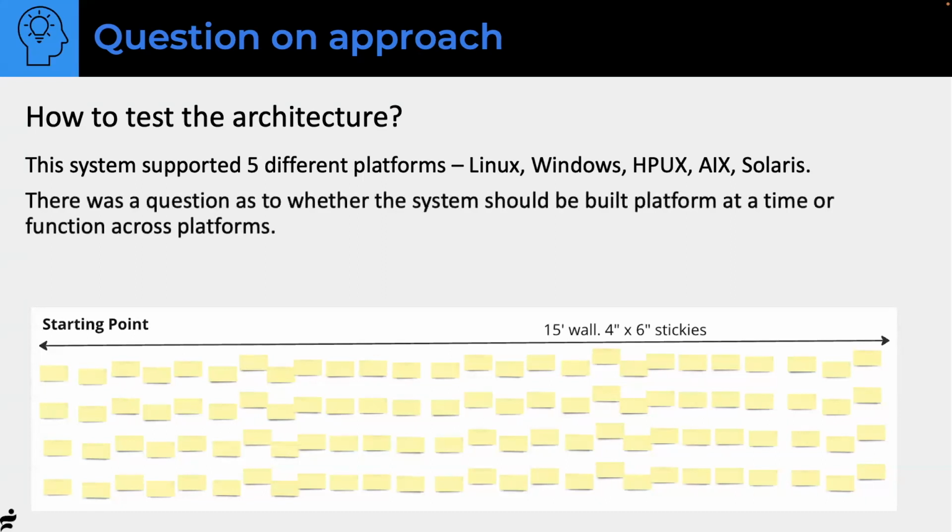The question was, are we going to build Linux first, then build Windows support, and then build HPUX? That's not a bad way to go. But the other question was, maybe we'll take a feature and build it across all 5 to make sure we have it. My guess, and I actually didn't answer this to them, I gave them a couple ideas, is that I'd probably take a feature and build it across all 5. Then I'd take a different feature, or maybe not all 5, maybe 3.